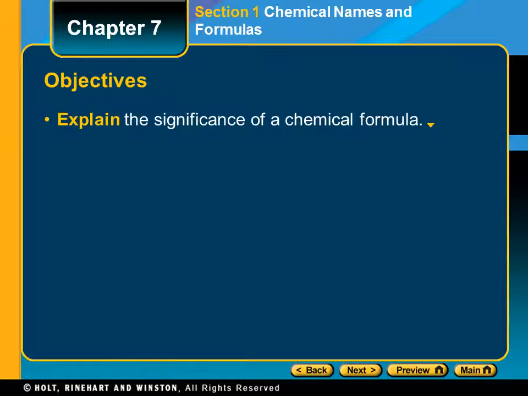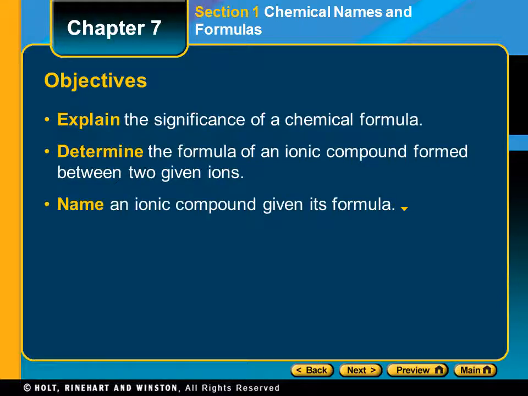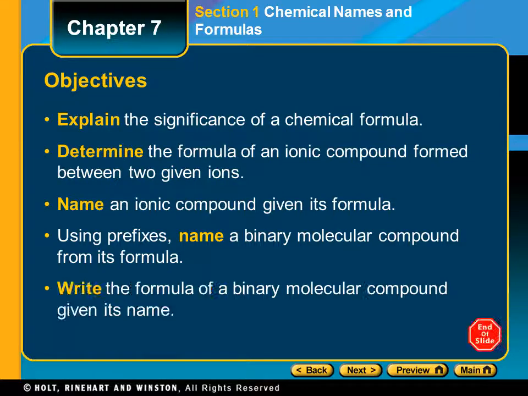Okay. In the first section, we're talking about chemical names and formulas. We want to understand the significance of chemical formulas. We want to determine the formula of an ionic compound formed between two given ions. Name an ionic compound given its formula. Use prefixes to name a binary molecular compound from its formula. Write the formula of a binary molecular compound given its name.